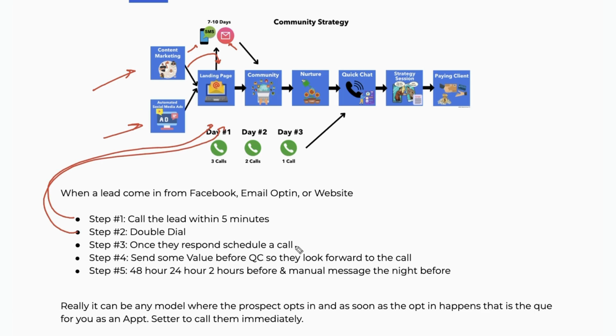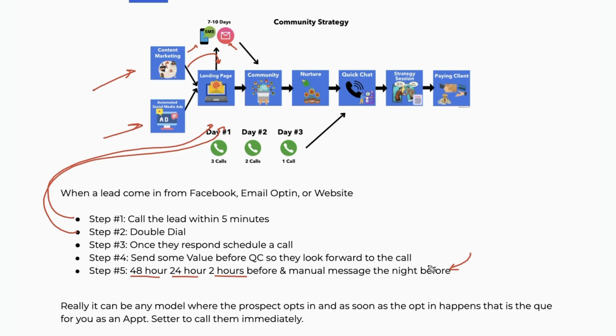They pick up, they're like, hey, I'm really busy. All good. Let me go ahead and schedule a call with you, right? Then afterwards, you speak with them and you schedule a quick chat. Now, before the quick chat, we want to send them some value, right? We're going to walk you through what that process looks like. Don't worry, this is going to be part of the community setter processes, right? And then you're going to send reminders 48, 24, and 2 hours before, and then a manual message the night before to let them know that you're excited for the call. So that's the setter processes, and that's kind of how it works.